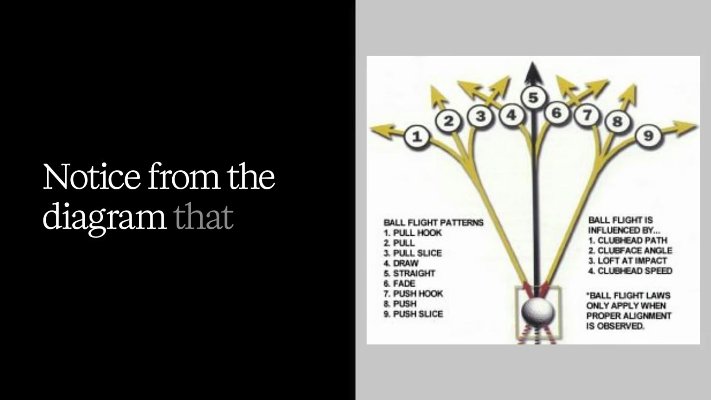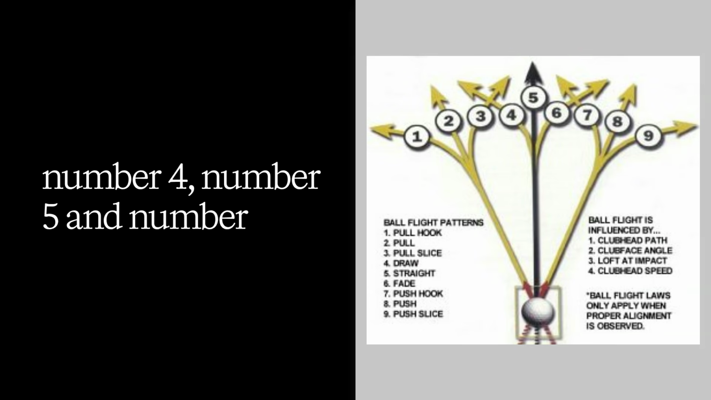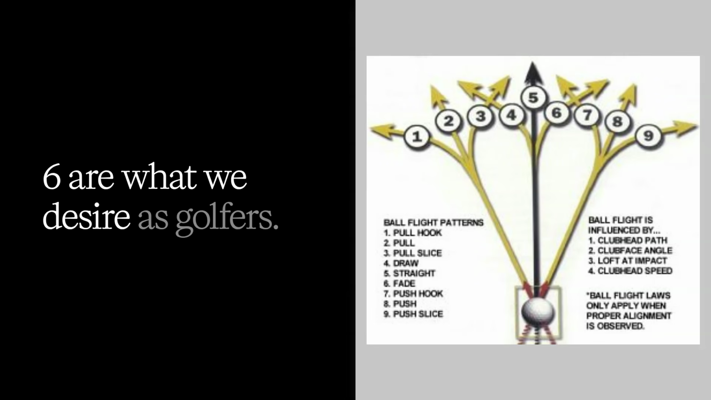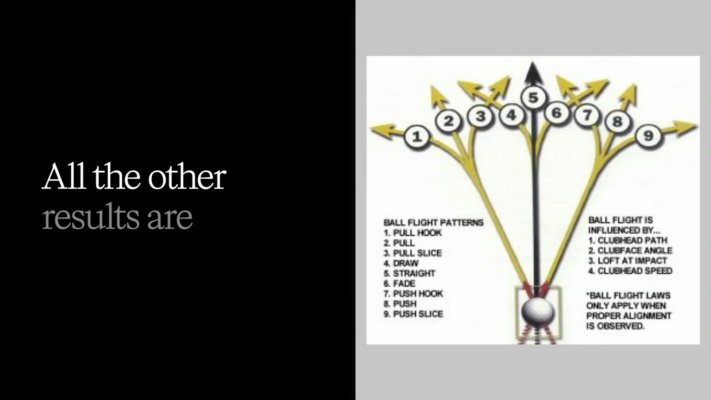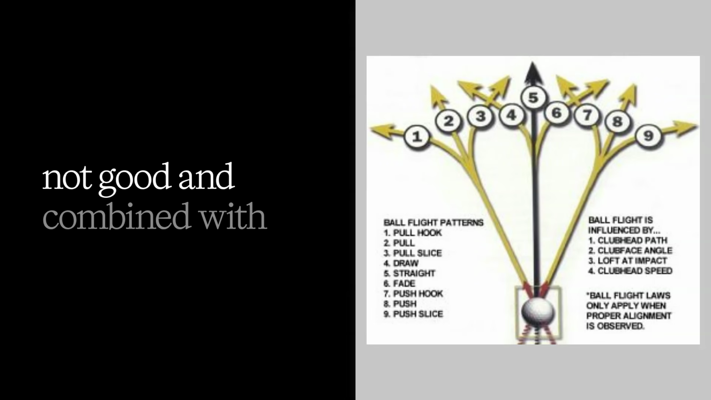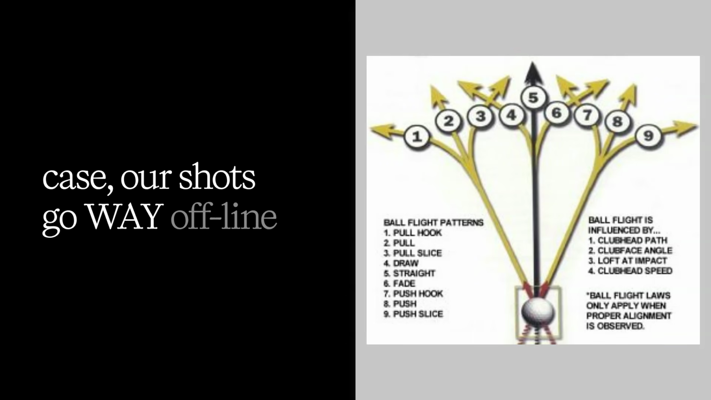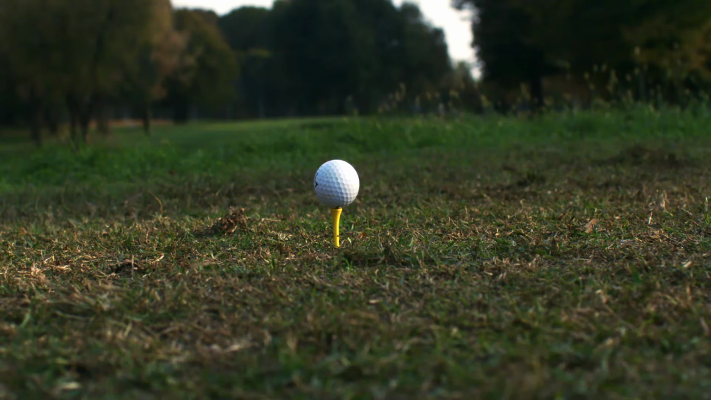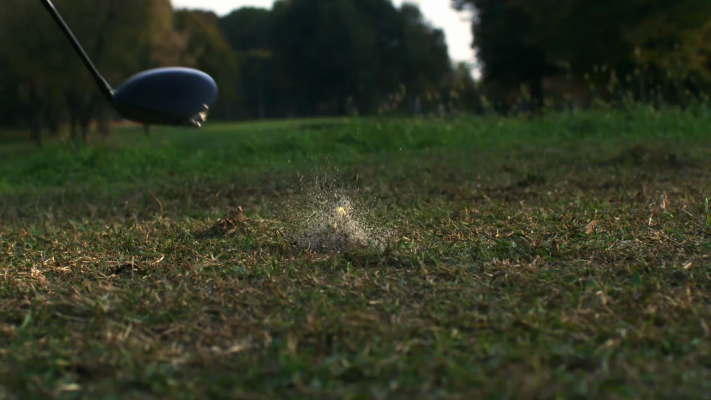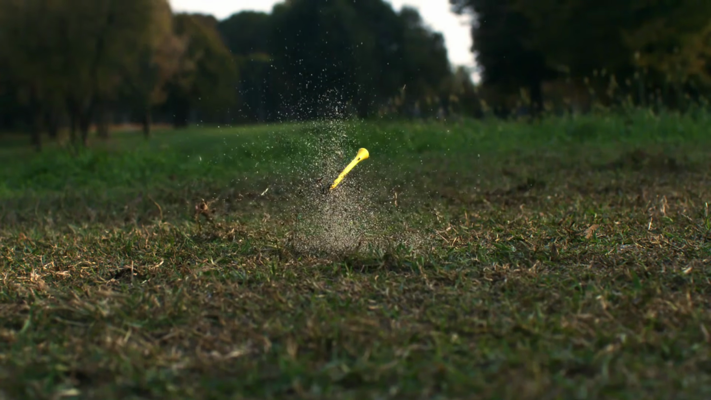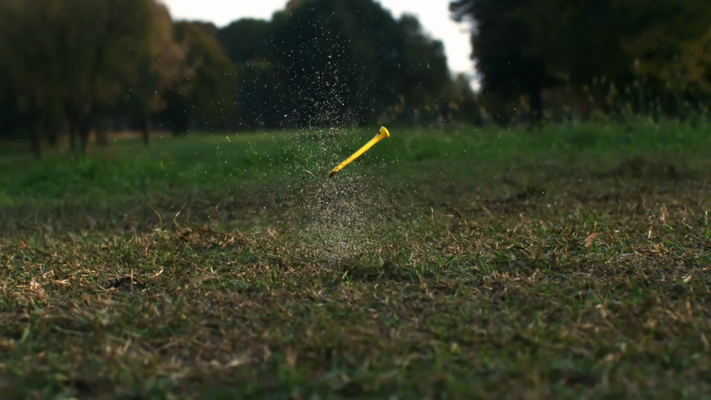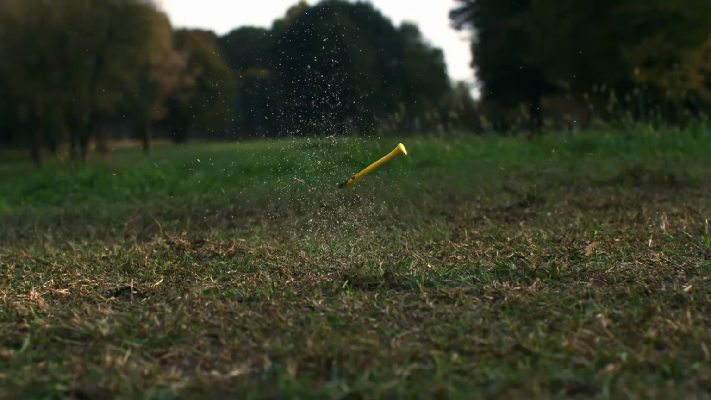Notice from the diagram that number 4, number 5, and number 6 are what we desire as golfers. All the other results are not good, and combined with the wrong aim, which is often the case, our shots go way offline from target. This is not magic, but basic rocket science. Not really, just elementary laws of physics applied to the most efficient pattern of a cause-effect relationship.